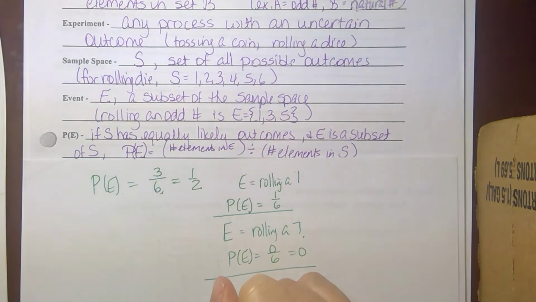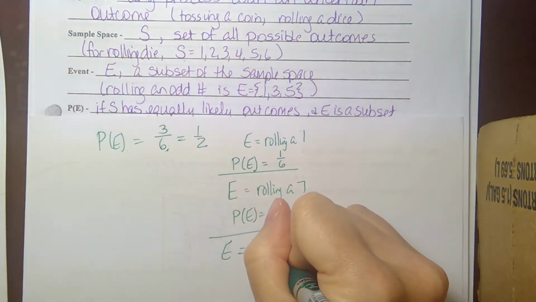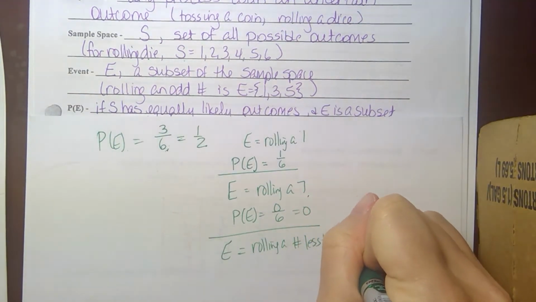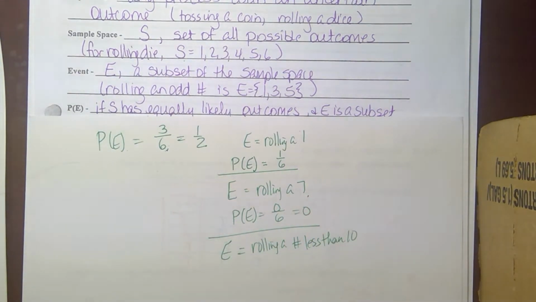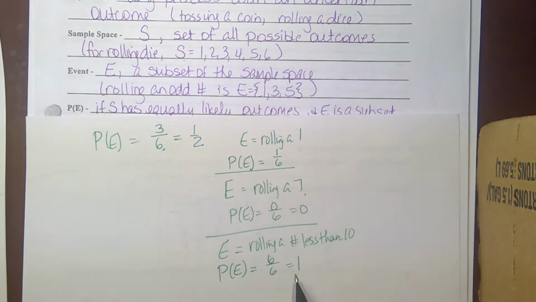What if I define my event as rolling a number that is less than 10? Well, all 6 of the numbers in my sample space, all 6 of the numbers on my die, are less than 10. So the probability of that event would be 6 out of 6 because all of them fit that event, or 1. Based on this, can I get a probability larger than 1?